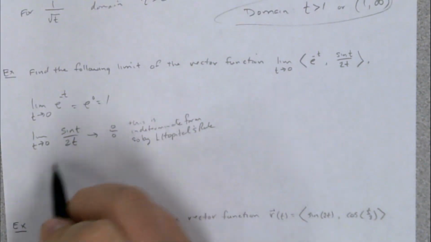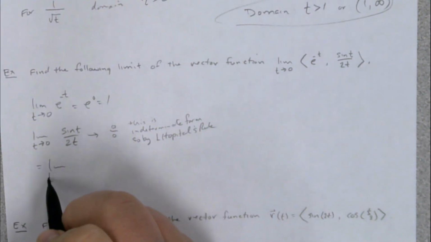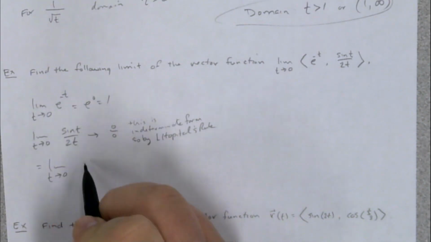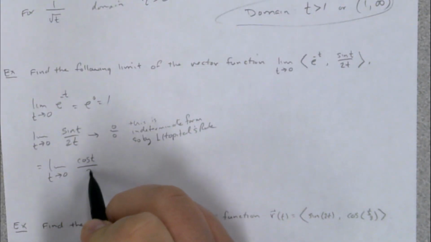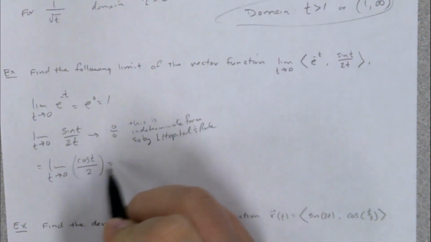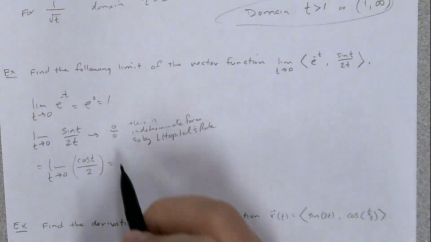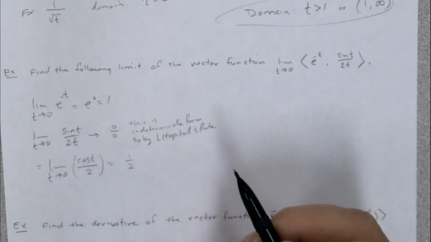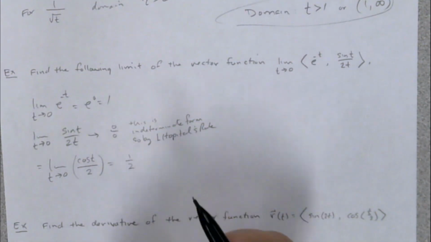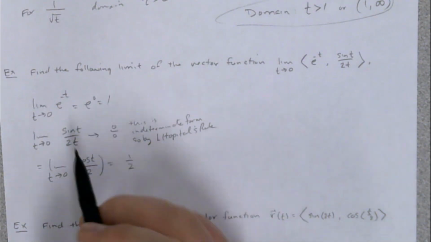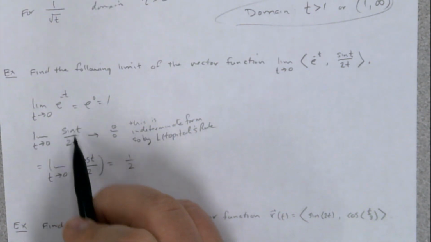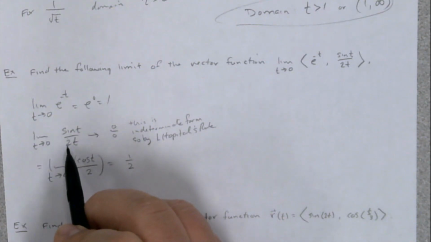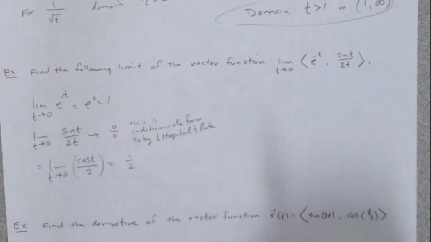So this equals the limit as t approaches 0 of the derivative of the top over the derivative of the bottom, and then I can substitute 0 and I get 1/2. This is one way of doing it. You could have done it a different way: factor out the 1/2, and then you would have sine of t over t, which we know equals 1 as t goes to 0, so 1/2 times 1. That would have been another approach. You didn't have to use L'Hopital's rule.